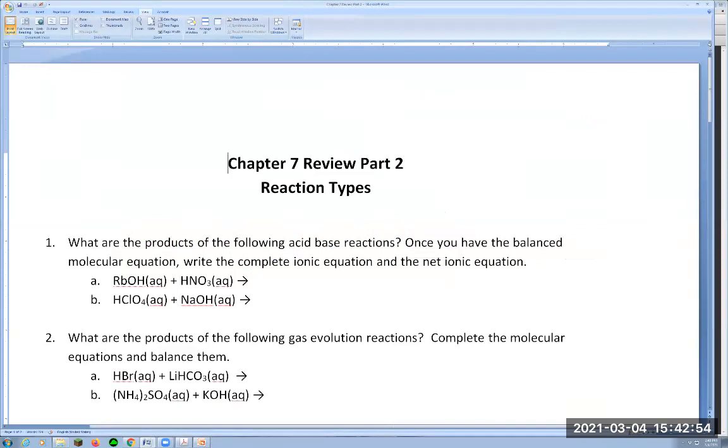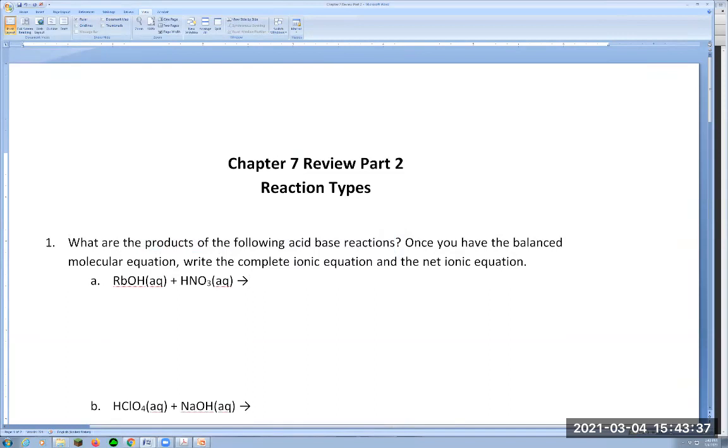So we will continue with the chapter 7 review, part 2. It's more about reaction types. We have seen up to now only precipitation reactions, or just a mixture of ions with no reaction from two aqueous solutions. Here we will delve into acid-base reactions. We need to find the product of the following acid-base reaction. So you are told it's an acid-base reaction. Once you have the balanced molecular equation, you will need to write the complete ionic equation and the net ionic equation.